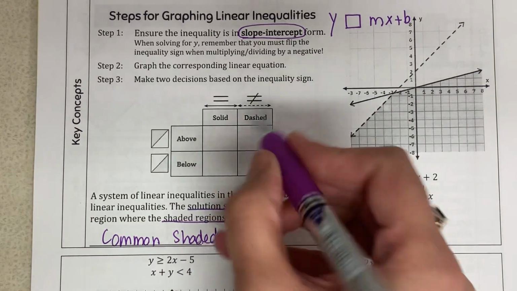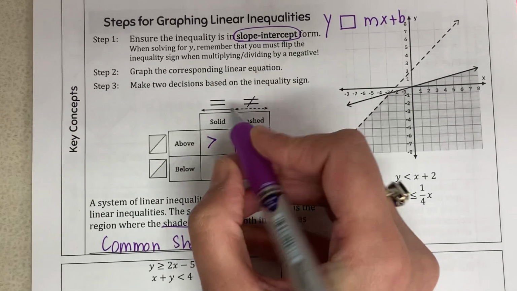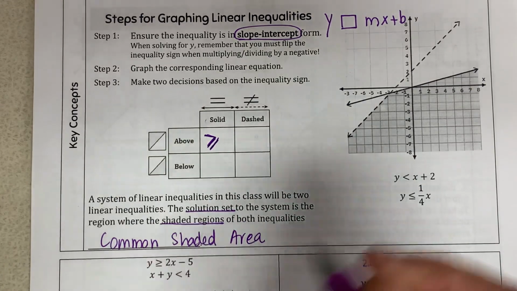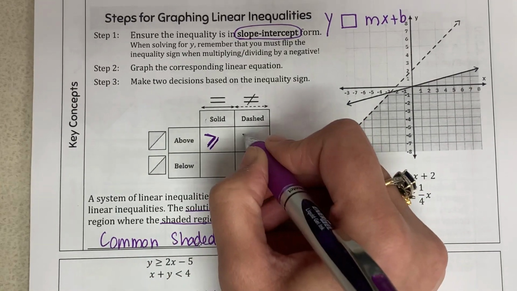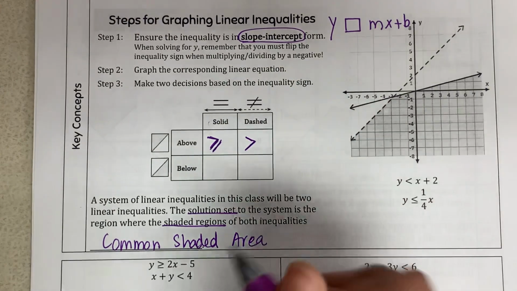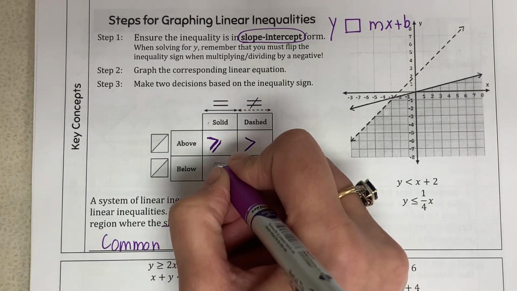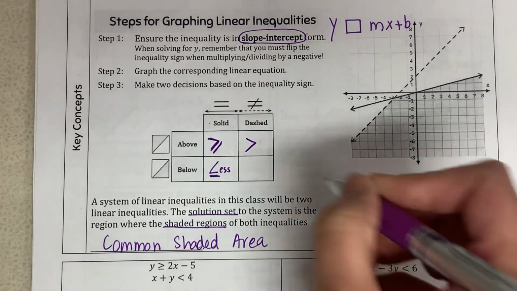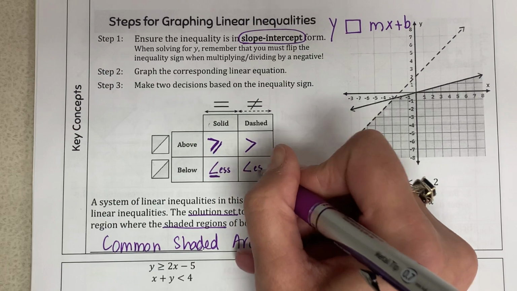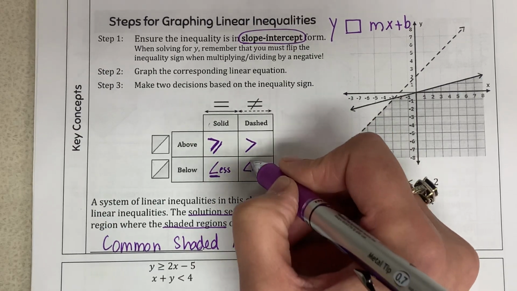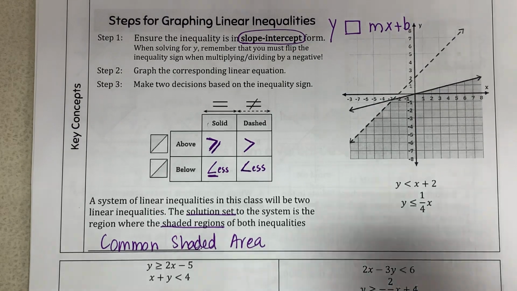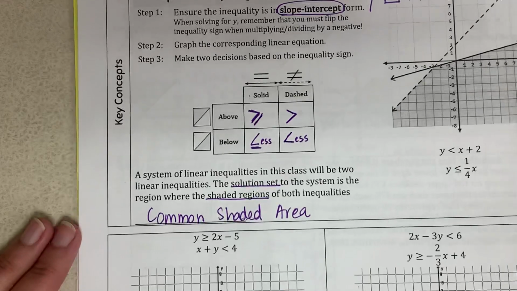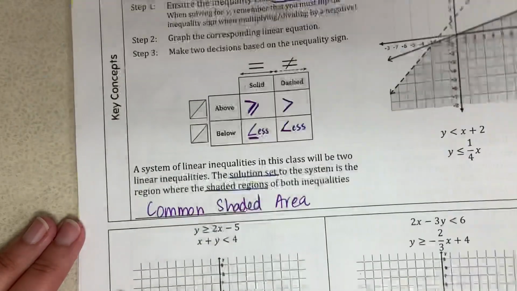When do you have above shading? You have above shading when you have a greater than symbol. When do you get a solid line? When there's an equal in it. When do you have a dashed line and above shading? When you just have a greater than symbol, no equal sign. When do you have below? When you have a less than symbol, and solid line where you have an equal. Dashed line means no equal, so you just leave it alone like that. And then we are going to do the shading, and the common shaded area will be my answer. The equation needs to be in the slope-intercept form.